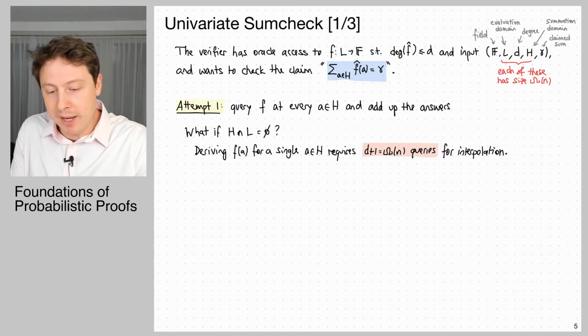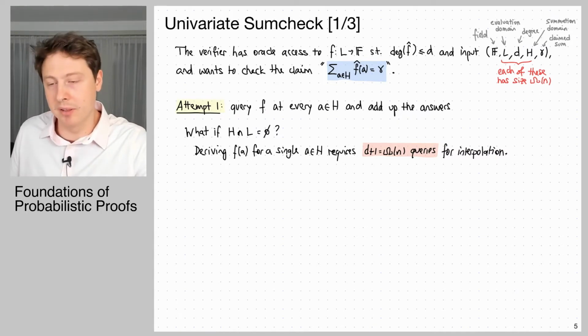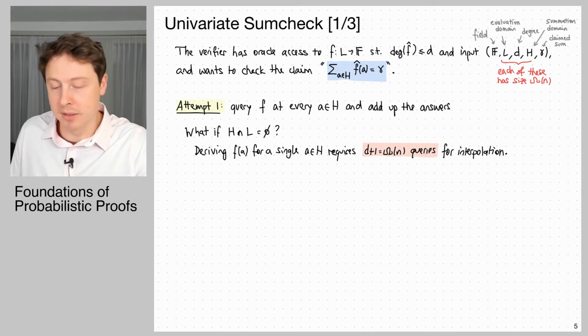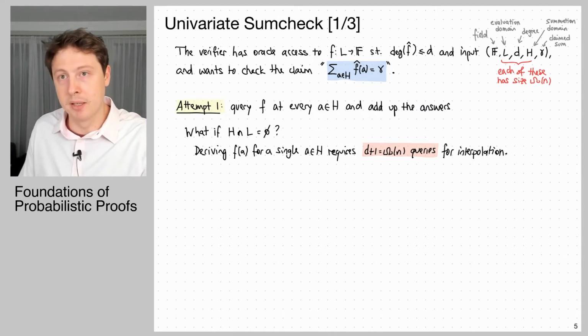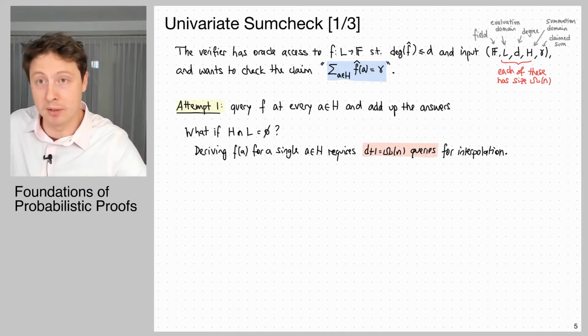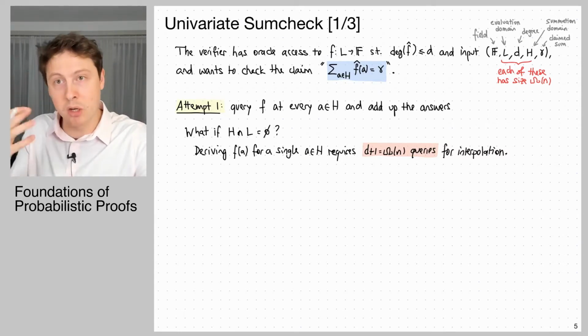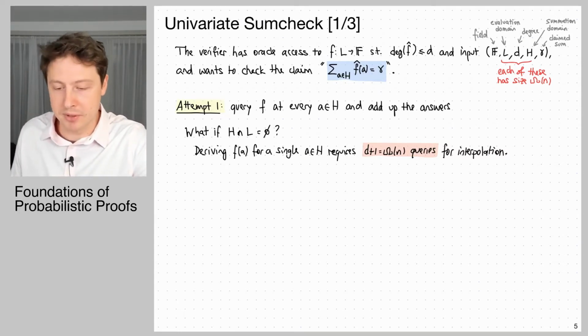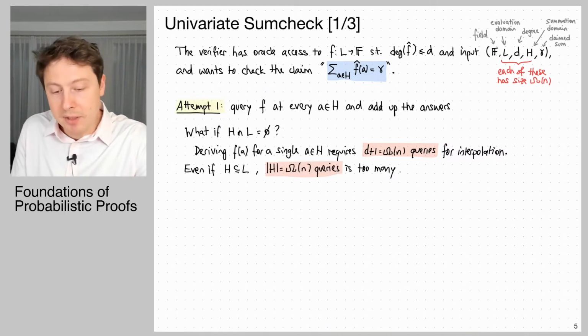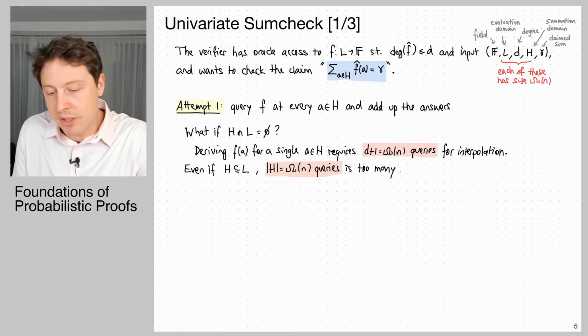And deriving f of a for a single a in h would require us to read off all the information about f, interpolate and evaluate at a, right? That would be way too many queries because the degree is too large. We could do this if degrees were small, right? That would potentially be a reasonable thing to do, but the degree is large, okay? Because f will be encoding an entire assignment for us. But even if h is in L, the size of h itself is large.